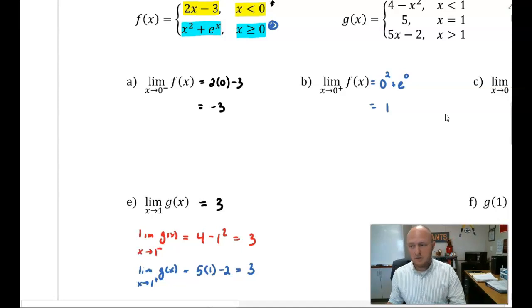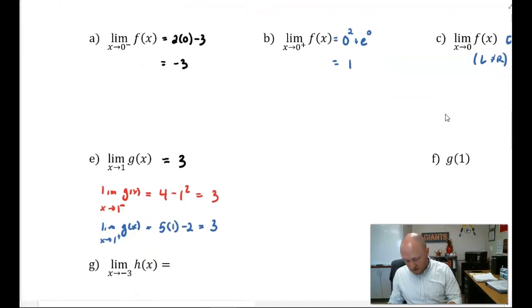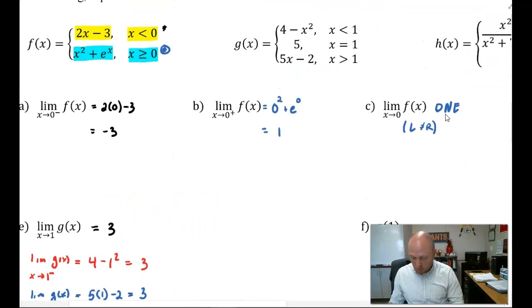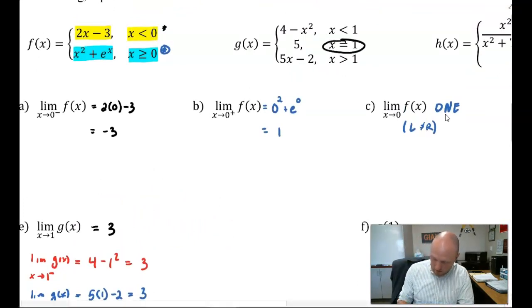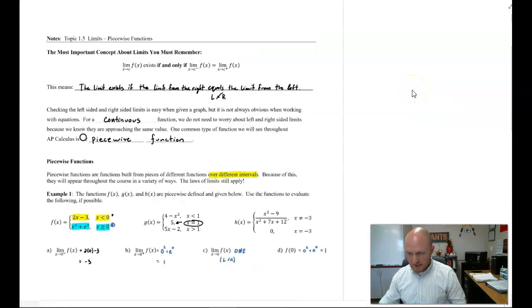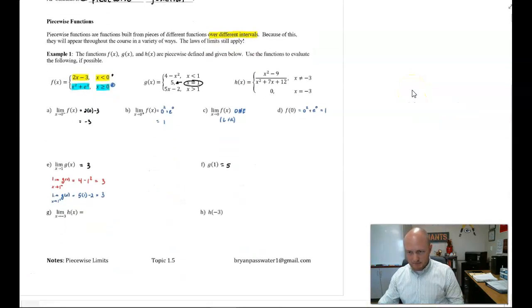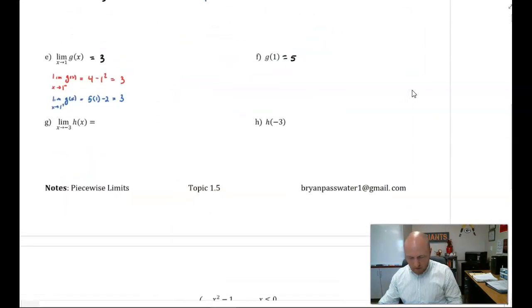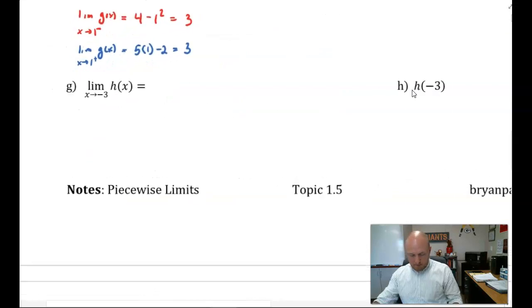is 3. But notice the function value, part F, it says, what's g of 1? Well, g of 1, if x is 1, the output value here is 5. So the answer here is 5, right? That would be a removable discontinuity. We'll talk about those in the next lessons. Okay, we have a hole there. All right. Ooh, think you're starting to get it?